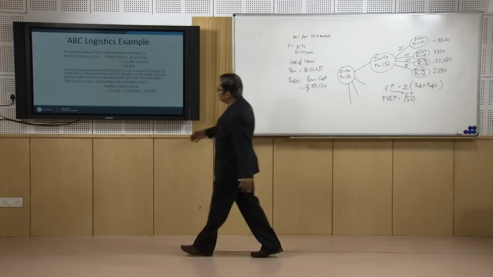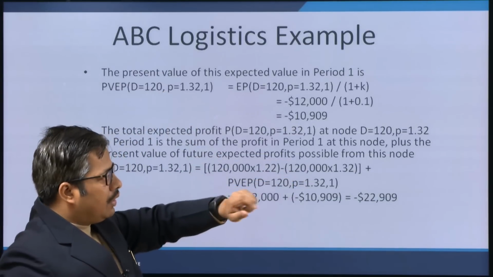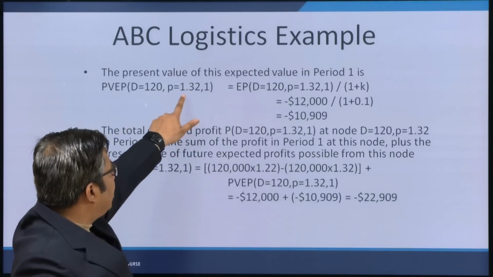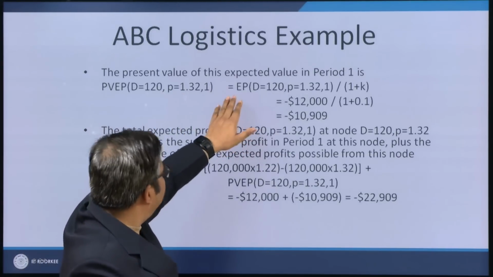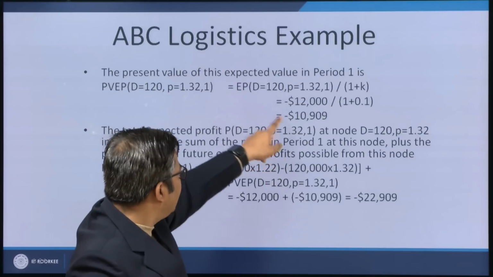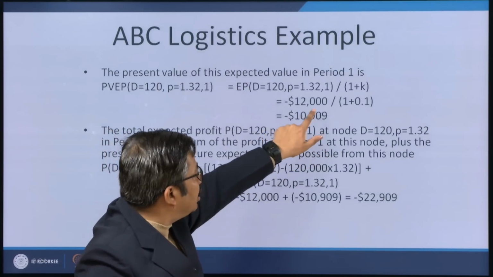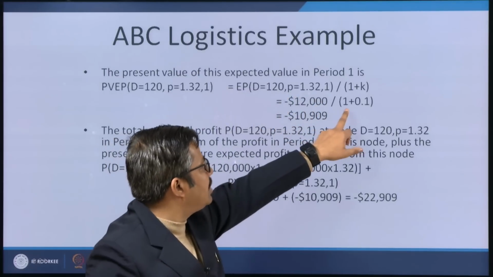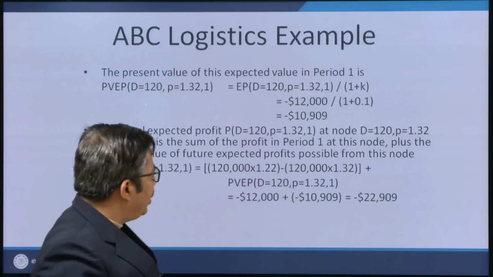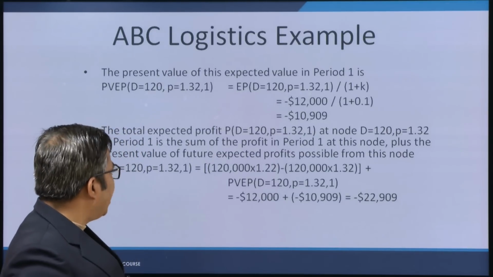This is the present value of your expected profit, which is expected profit divided by the discounting factor. As we can see now, for period 1 for which we are talking, where demand is 120 and the current price is 1.32, the present value of the expected profit is coming to be 10,909. The 12,000 was the expected profit for this data, and this is divided by 1.1, that is coming to be 10,909.